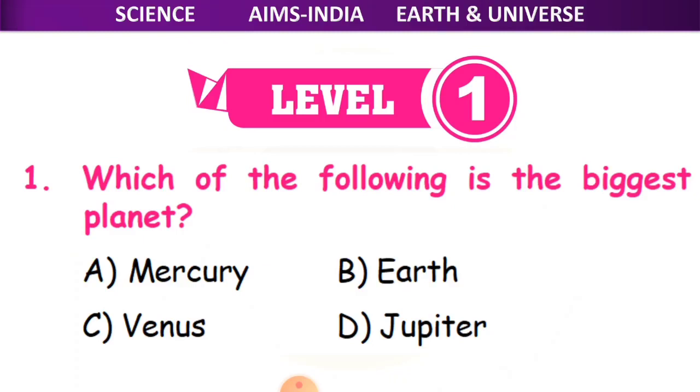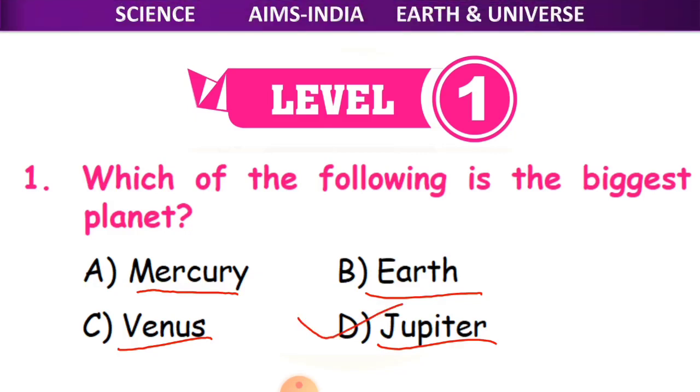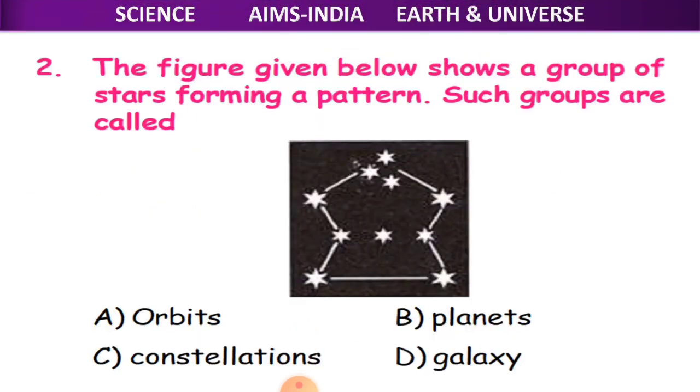From level 1, the first question is, which of the following is the biggest planet? The options are Mercury, Earth, Venus and Jupiter. We learnt that we have 8 planets, no, children? From that, which is the biggest? Here 4 planet names have been given and the answer is Jupiter. Okay, clear?